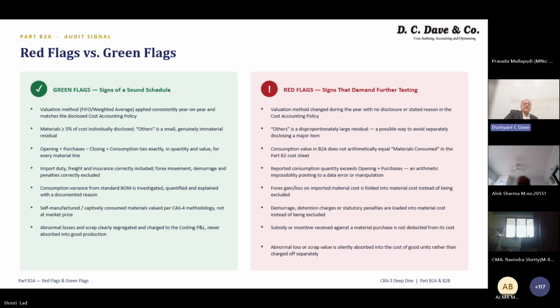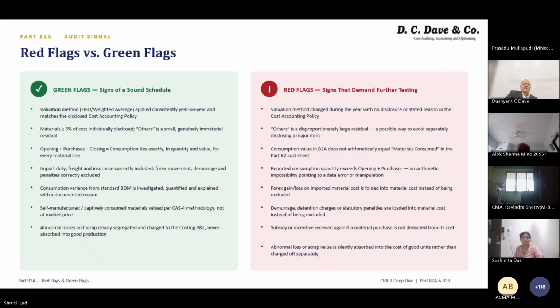And in the others category, most of it you are supposed to investigate, because many times others often hide significant materials. Any change in valuation method requires disclosure. Consumption greater than availability is not possible at all; you can check that. Forex fluctuation should not distort material consumption. So understand the company policy and standards.